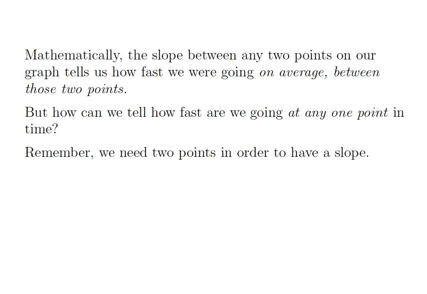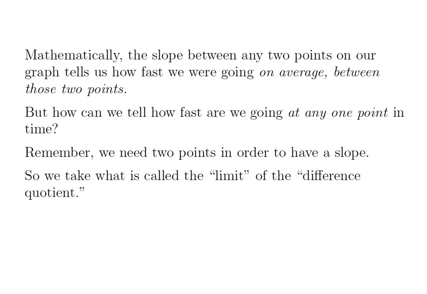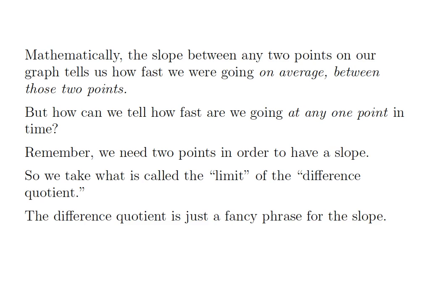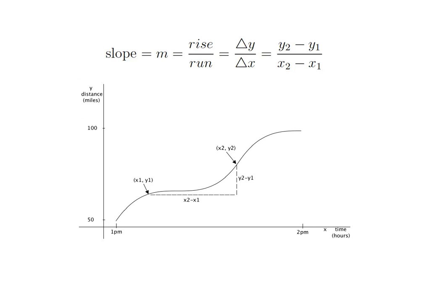Remember, we need 2 points in order to have a slope. So we take what is called the limit of the difference quotient. And the difference quotient is just a fancy phrase for the slope. So slope is represented by m, and that is rise over run, and it's delta y over delta x, which is y2 minus y1 over x2 minus x1.